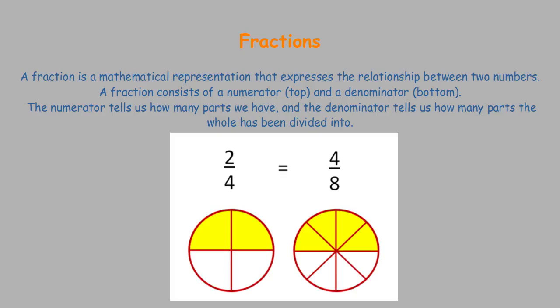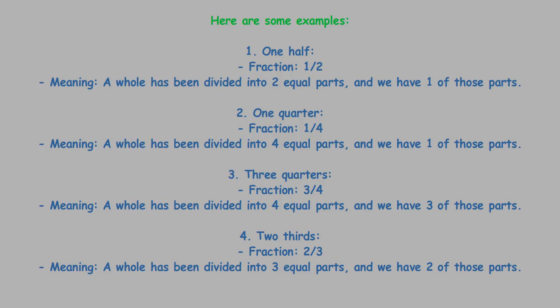Fractions. A fraction is a mathematical representation that expresses the relationship between two numbers. A fraction consists of a numerator, top, and a denominator, bottom. The numerator tells us how many parts we have, and the denominator tells us how many parts the whole has been divided into. Here are some examples.